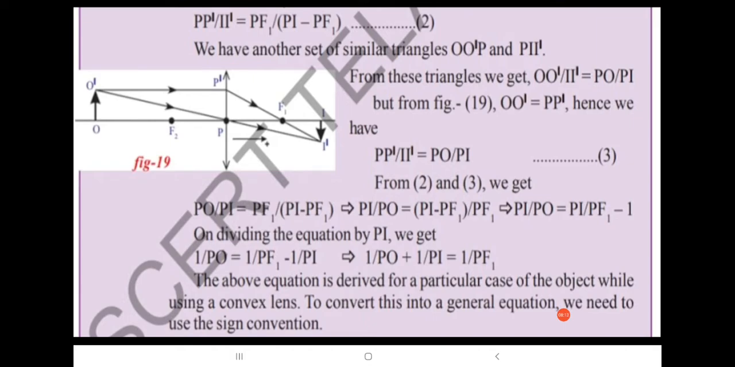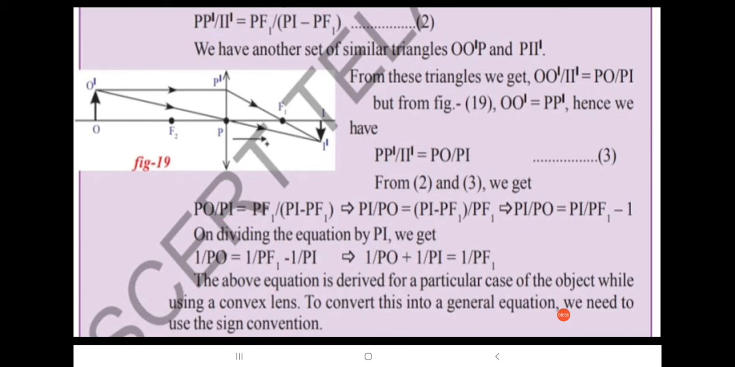Here we have equation 2 and 3. Observe equations 2 and 3. From these two equations, the LHS parts are equal. P'I' in equation 2 and equation 3 also have P'I'. So the LHS are equal, so then the RHS are also equal. So from the second equation and third equation we get PO by PI equals PF1 by PI minus PF1.